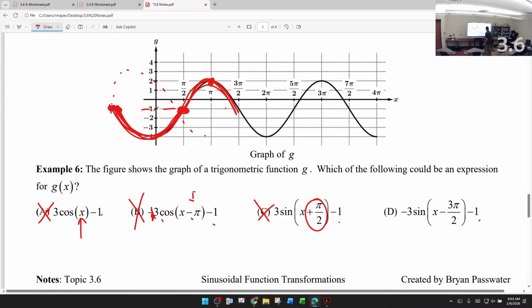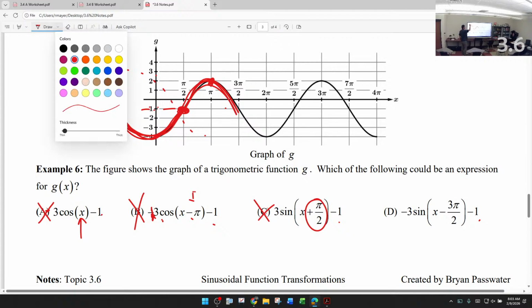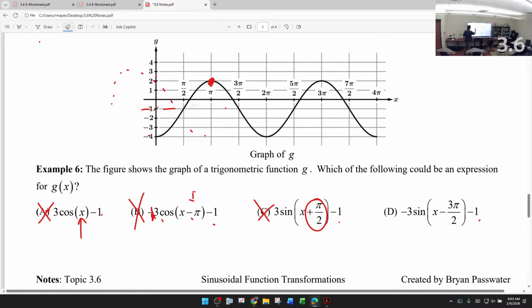D says -3 pi over 2. I like it when it does a negative because I can see that. So let me get rid of all this. -3 pi over 2. Whew. That's where I'm wanting to start. But it's headed down instead of up. And because it's headed down, it better be a negative. And it is a negative. So it's looking like this is the correct one.